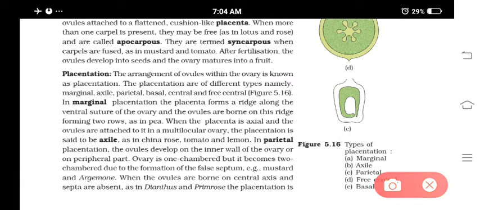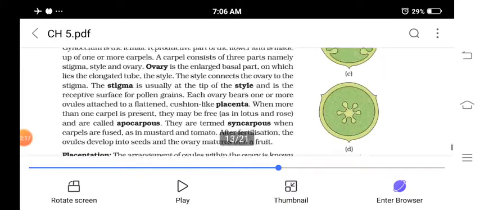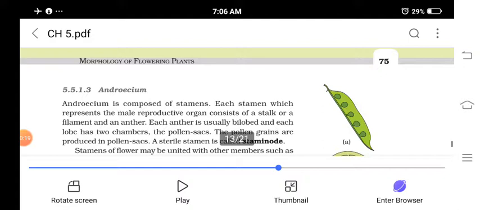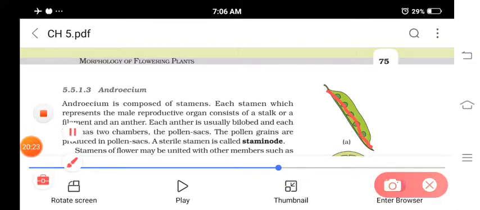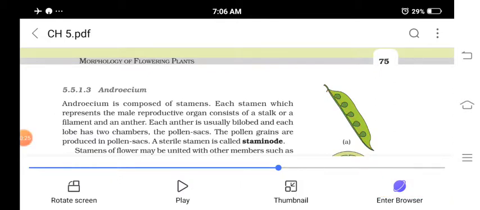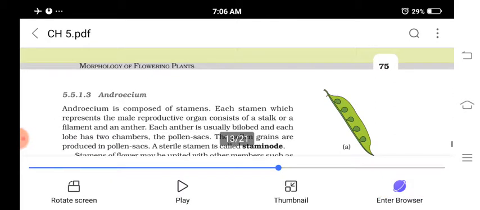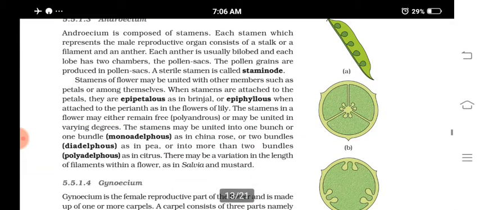You can see in marginal placentation, the placenta will be seen towards the ventral suture like this, and you can see the ovules are attached to this placenta in a line, as you see in the peas, the mutton plant, you can see this.